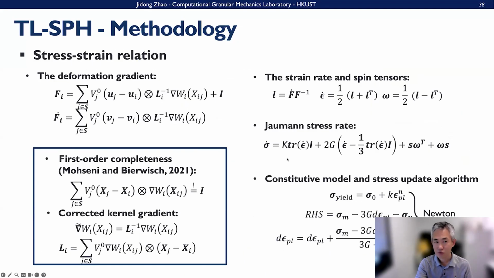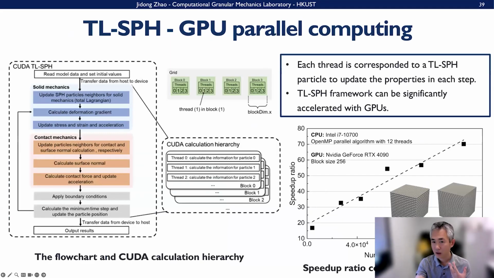These are the calibrations, where we calibrate the model parameters against experimental observations for the analysis here. For the structural relationship, we use the deformation gradient, and we define the strain rate and spin tensor, and also use the Jaumann stress rate as an objective rate to describe the large deformation in SPH. Those are the constitutive update algorithms used in the analysis. Also, to enhance computational efficiency, we developed a GPU parallel computing strategy for the calculation here.